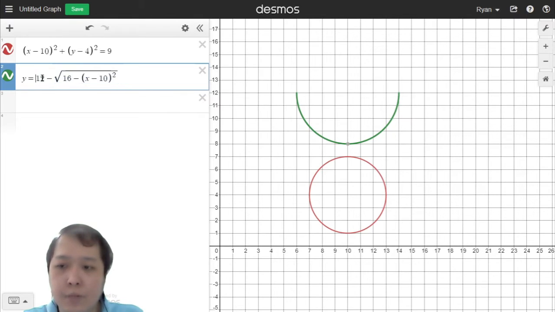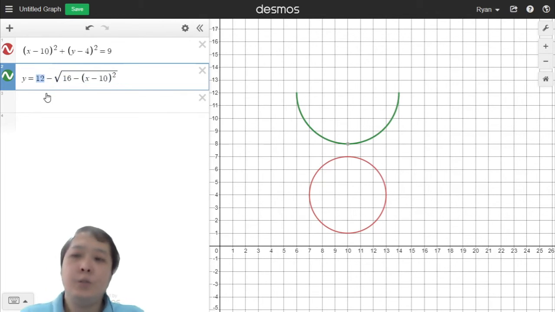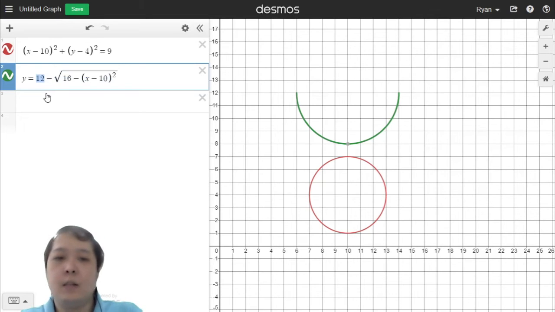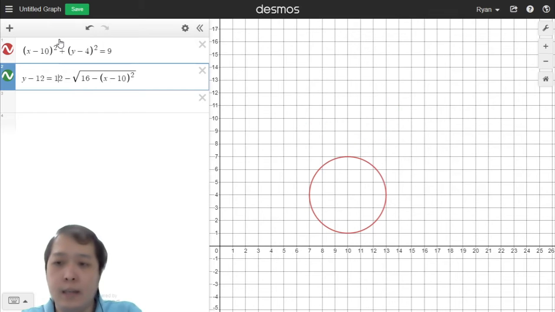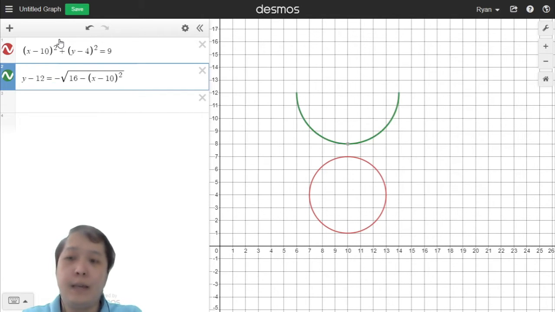And remember, this 12 is only to shift the center of the circle vertically, the y part only. Originally it's like this, right? You can think of it this way too, because this is kind of easier to see. So the 12 is not there to mess up this idea of the right-hand side. This is always negative.